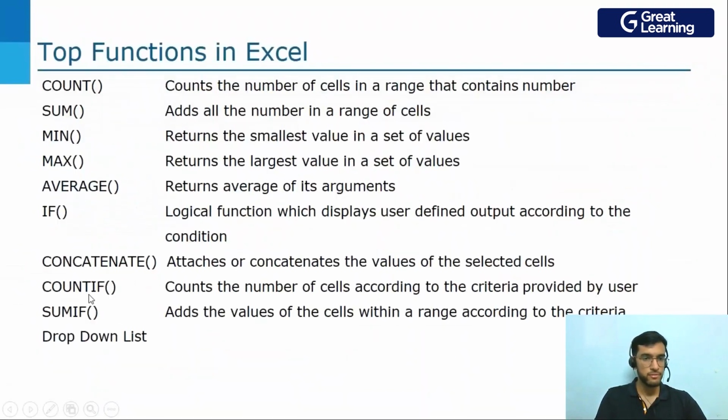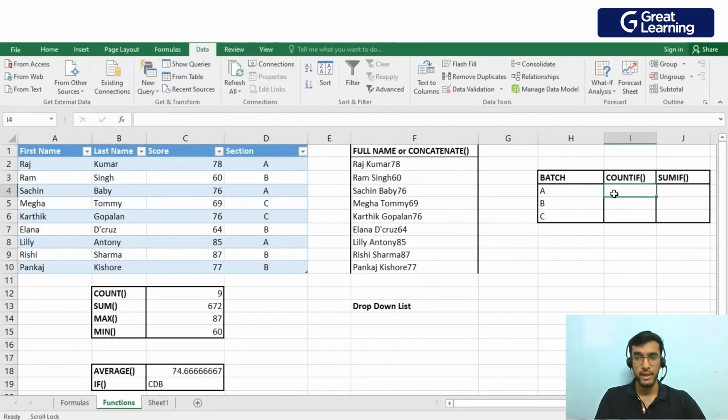So we have the countif function, the sumif function, and the drop-down list function. What exactly does a countif function do? The countif function counts the number of cells according to the criteria provided by the user. The sumif function adds the values of the cells within a range according to the criteria. The drop-down list is also a kind of conditional function. All these three functions are very much conditional, so I think it will be really easy to understand if we do it in a practical live workbook. So let's jump into the practical live workbook to understand it better.